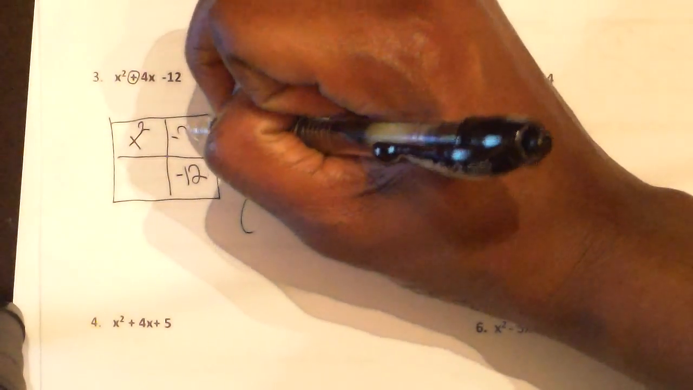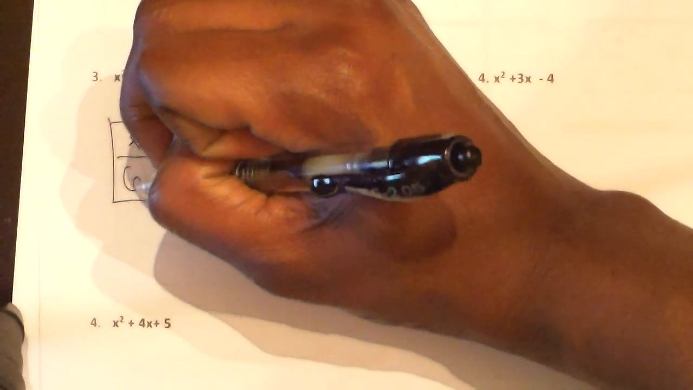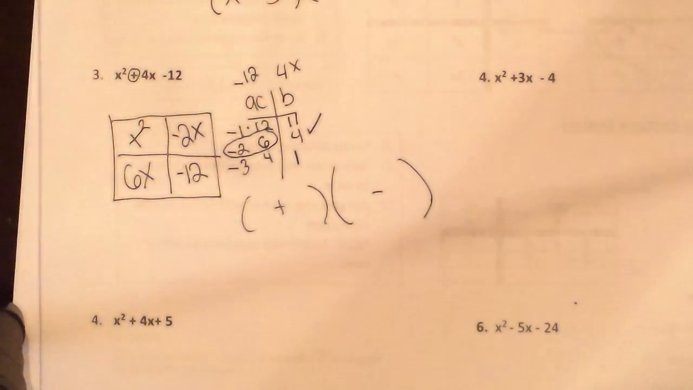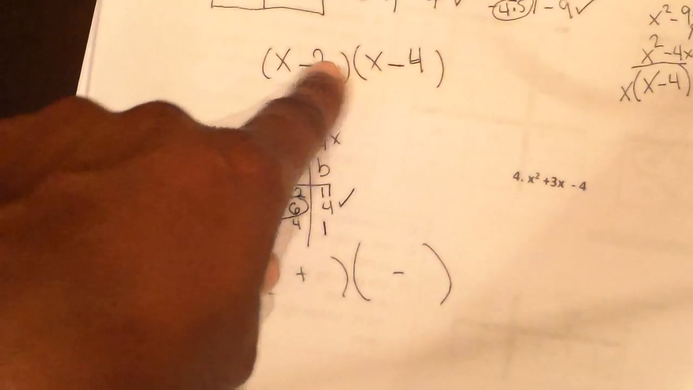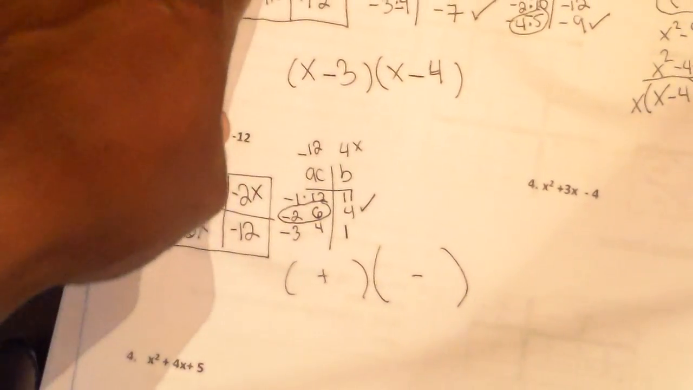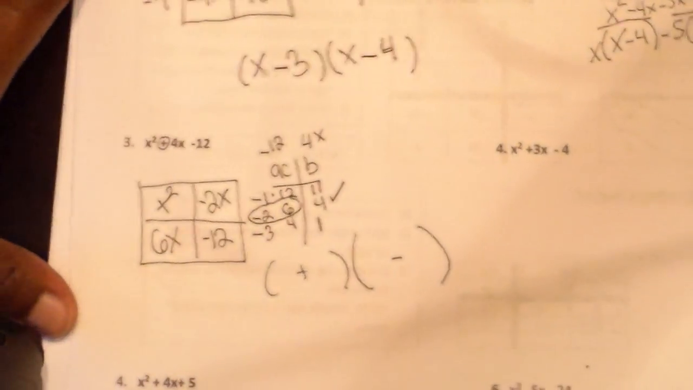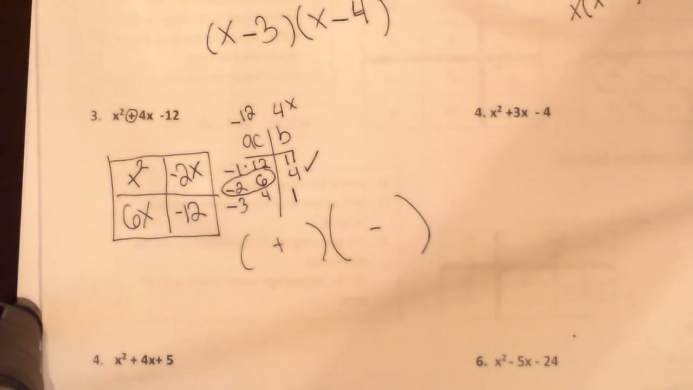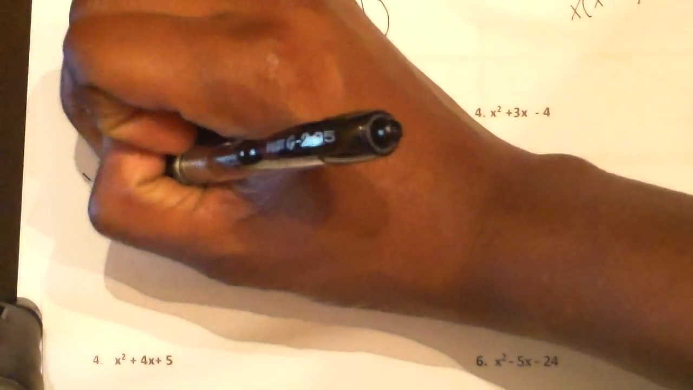So that means one of the factors is negative 2x and one of them is 6x. Got it? Oh, something else I forgot to say. When you're done, guys, you can go back and multiply the binomial to see if it'll give you your answer. If you multiply it and it doesn't give you the original answer, then it means you factored it wrong. So if you have time, you always can go back and check.